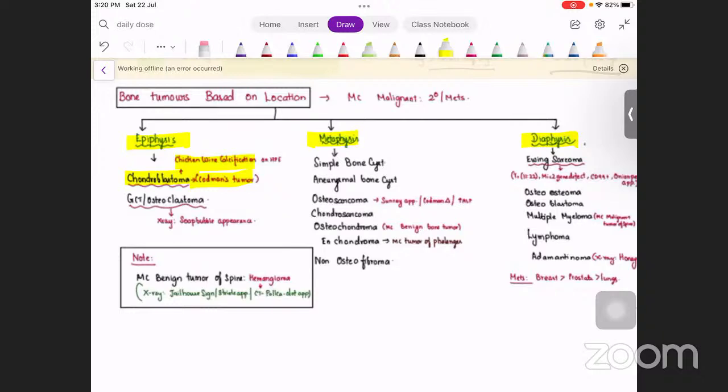Apart from that, the giant cell tumor or osteoclastoma, where X-ray shows soap bubble appearance. So what are the two tumors which arise from the epiphyses? One is your chondroblastoma and another one is your osteoclastoma. Chondroblastoma is a Codman tumor where you may see the chicken wire calcification, while in osteoclastoma on X-ray you see the soap bubble appearance.